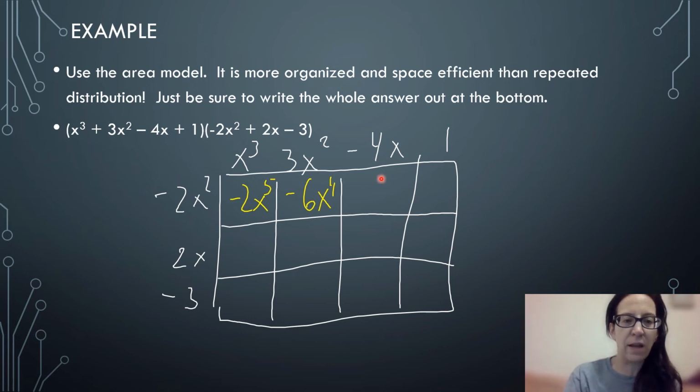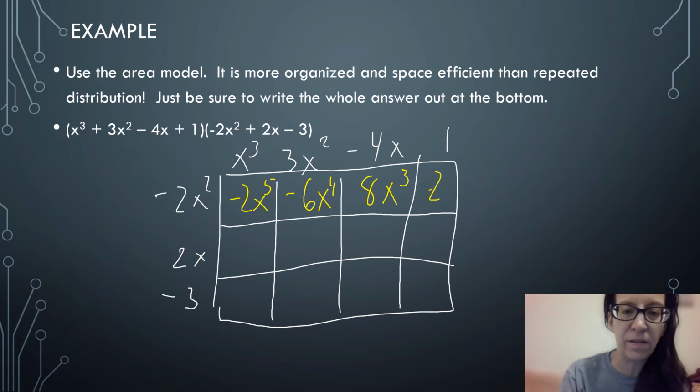Next one, negative 2x squared times negative 4x. Well, a negative times a negative is going to give us a positive, and x squared times x to the first is x to the third. So this will be 8x to the third. And then hopefully you're okay with negative 2x squared times 1. That'll just be negative 2x squared.